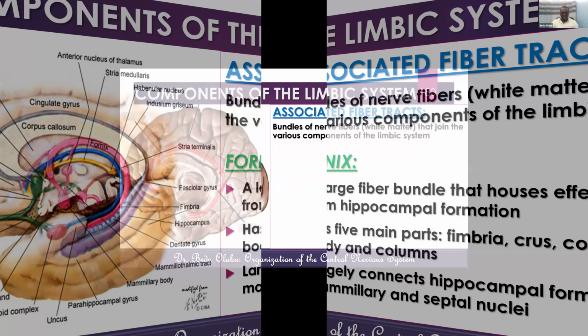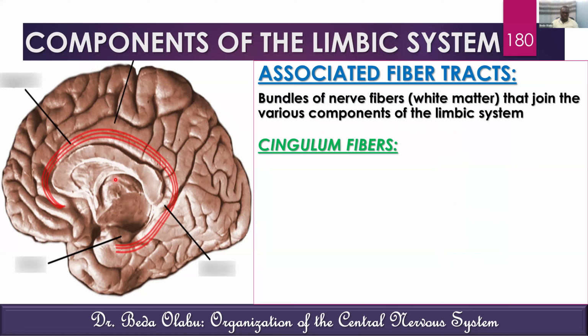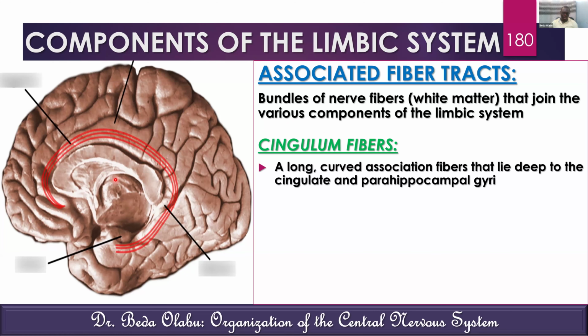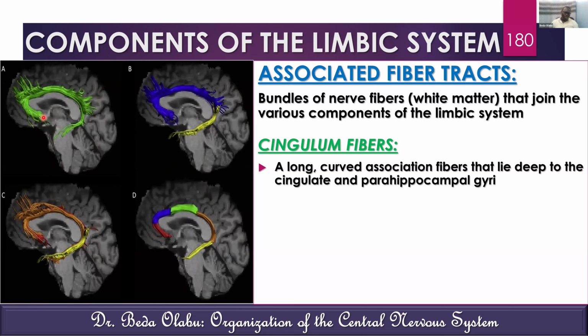The second tract is the cingulum fibers. The cingulum fibers are long curved association fibers found within the cingulate gyrus as well as the parahippocampal gyrus. So these are diagnostic images showing us the cingulum fibers.